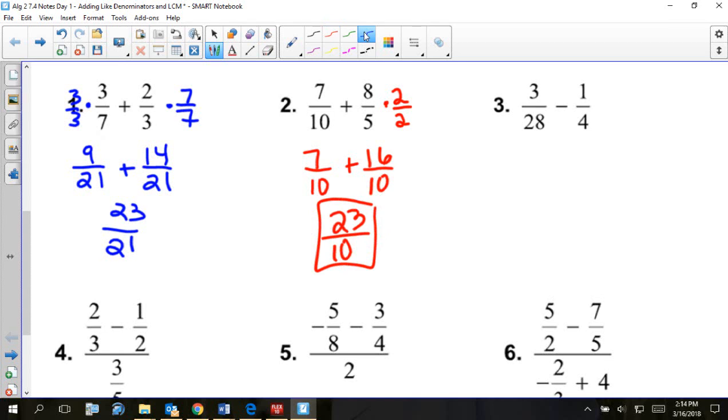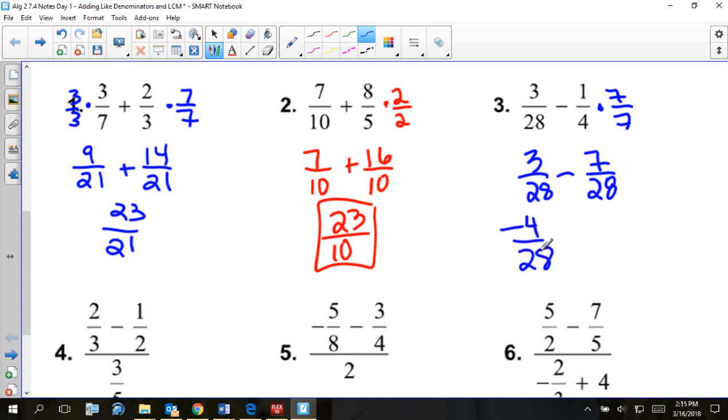We have 3/28ths, subtract 1/4. So you say, what do 28 and 4 both divide into? 28. So you multiply this one by 7/7. There's 3/28ths, subtract 7/28ths, and you get negative 4/28ths.